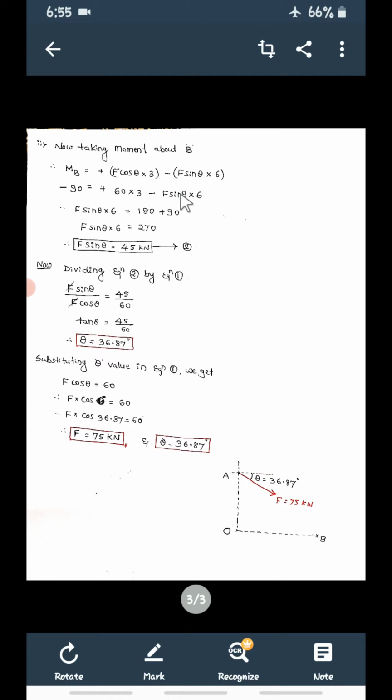So I will take this term here. So this becomes plus F sin theta into 6, that is equal to 60 into 3, 180. This 90 comes to this side, it is plus 90. So F sin theta into 6 is equal to 270. Then F sin theta is equal to 270 divided by 6. It is 45 kilonewton. Now we have got another equation: F sin theta is equal to 45.